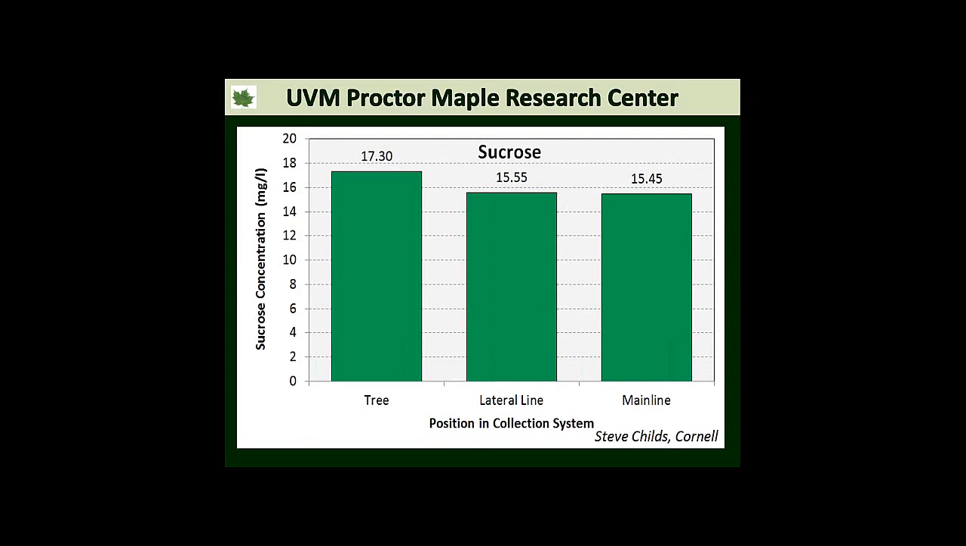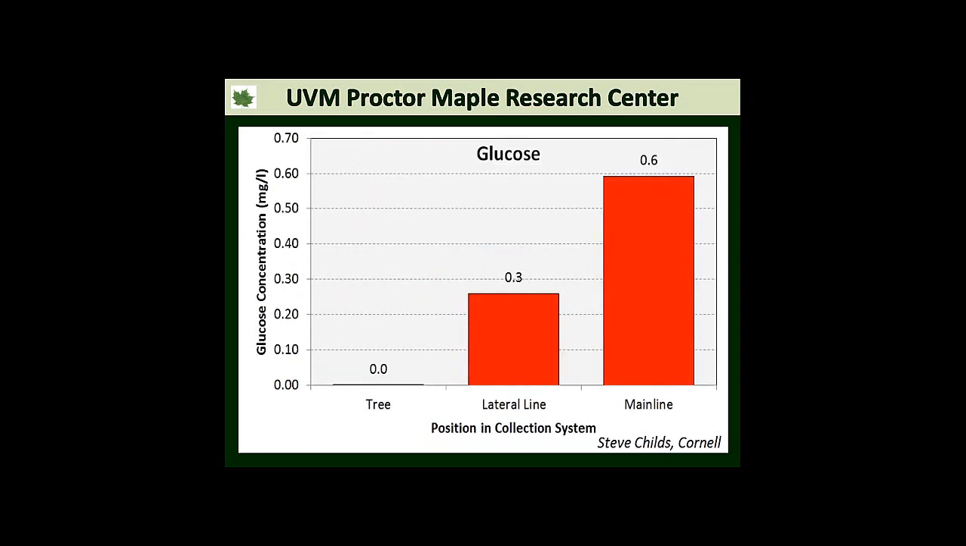And what can we do there? Not a lot. You can clean your tubing, but it probably isn't going to help a lot because of these biofilms. On the other side, you look at glucose. We started out with essentially nothing coming out of the tree, no glucose at all. By the time it hit the lateral line, it had jumped way up. By the time it hit the main line, it had jumped up more. So we're getting the buildup of these types of reducing sugars by fermentation from these microbes right in the tubing system.